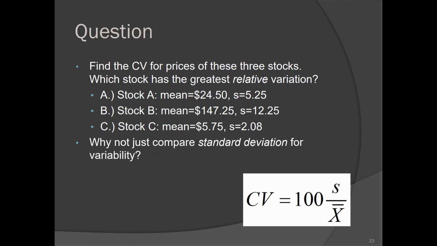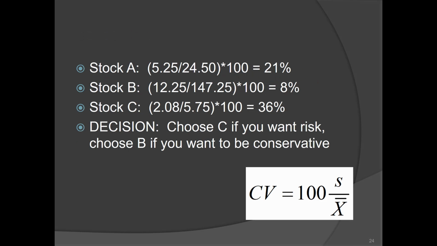So the reason we don't just compare standard deviation for variability is because you can get the wrong picture here. It's not relative to the mean. So if we look at standard deviation for stock B, it's $12.25. Relative to $147, that might not be that much. Whereas stock C, standard deviation is $2. Relative to the mean of $5.75, that seems somewhat high. Let's make it a percentage. So here's what we do. Take the standard deviation, divide it by the mean, multiply by 100.